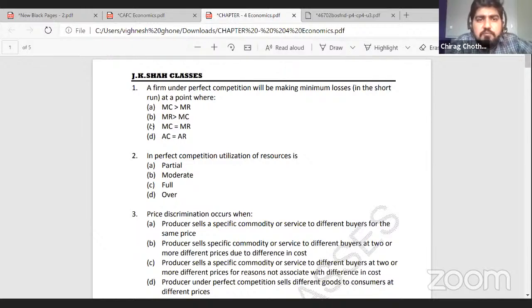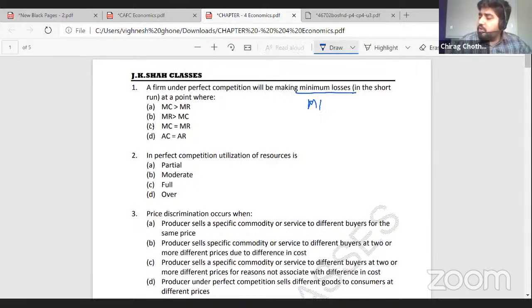A firm under perfect competition will be making minimum losses. Now, what do you mean by minimum losses? Minimum loss is a point where there is maximum profit. So what is the point of maximum profit? Don't look at the options, for God's sake. Just think about the question which I'm asking. In case of perfect competition, the point of minimum losses, or the point of maximum profit, is a point, students, where MR is equal to MC. Yes or no? Now, do we have that option? Yes, we have. C will be the correct one.